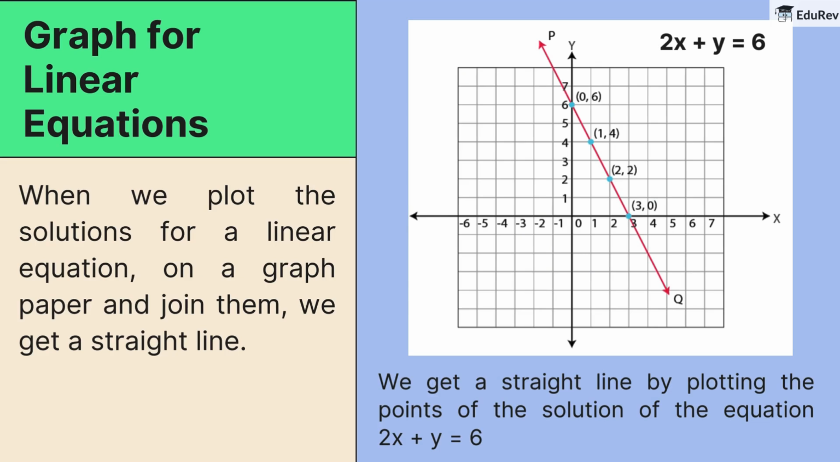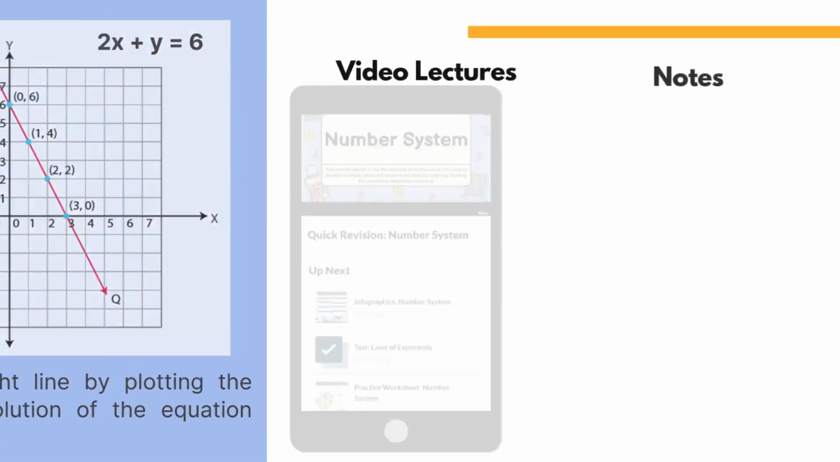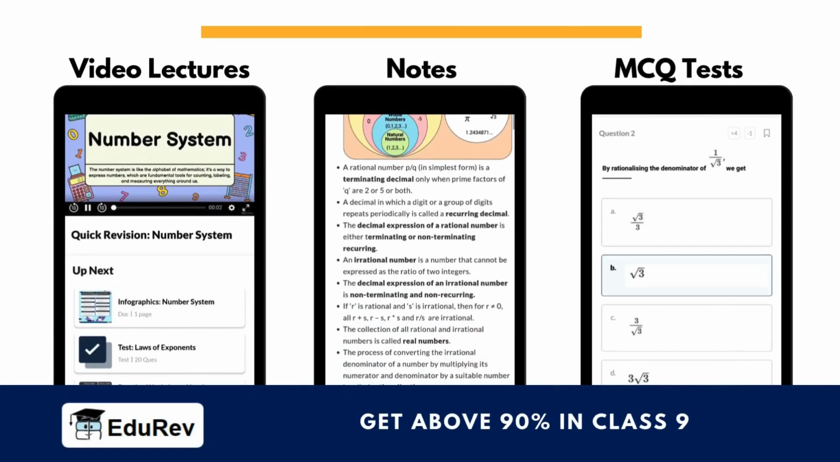When we plot the solutions for a linear equation, like 2x + y = 6, on a graph paper and join them, we get a straight line. In summary, we have learned about linear equations, their forms in 1 and 2 variables, and how to solve and graph them. Linear equations help us understand and solve various real-life situations with clarity. We hope that you have understood the topic.